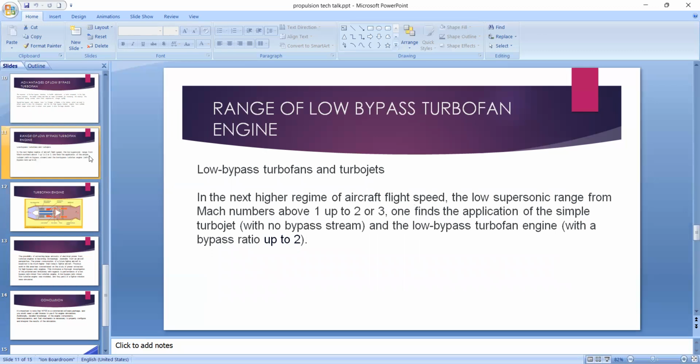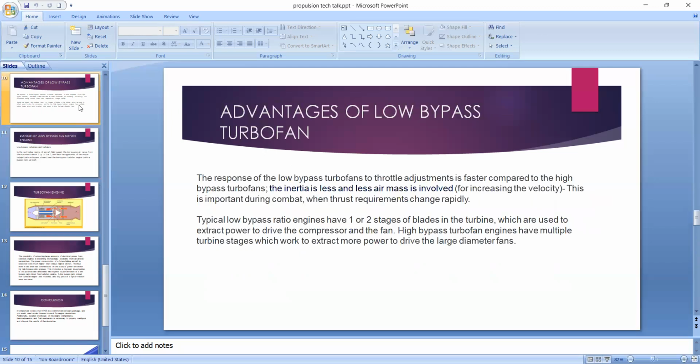Range of low bypass turbofans and turbojets. In the next higher range of aircraft flight speed, the low supersonic range from Mach numbers above 1 to 2 or more, one finds the application of the simple turbojet with no bypass stream and the low bypass turbofan engine with a bypass ratio of 2. Advantages of low bypass turbofan.